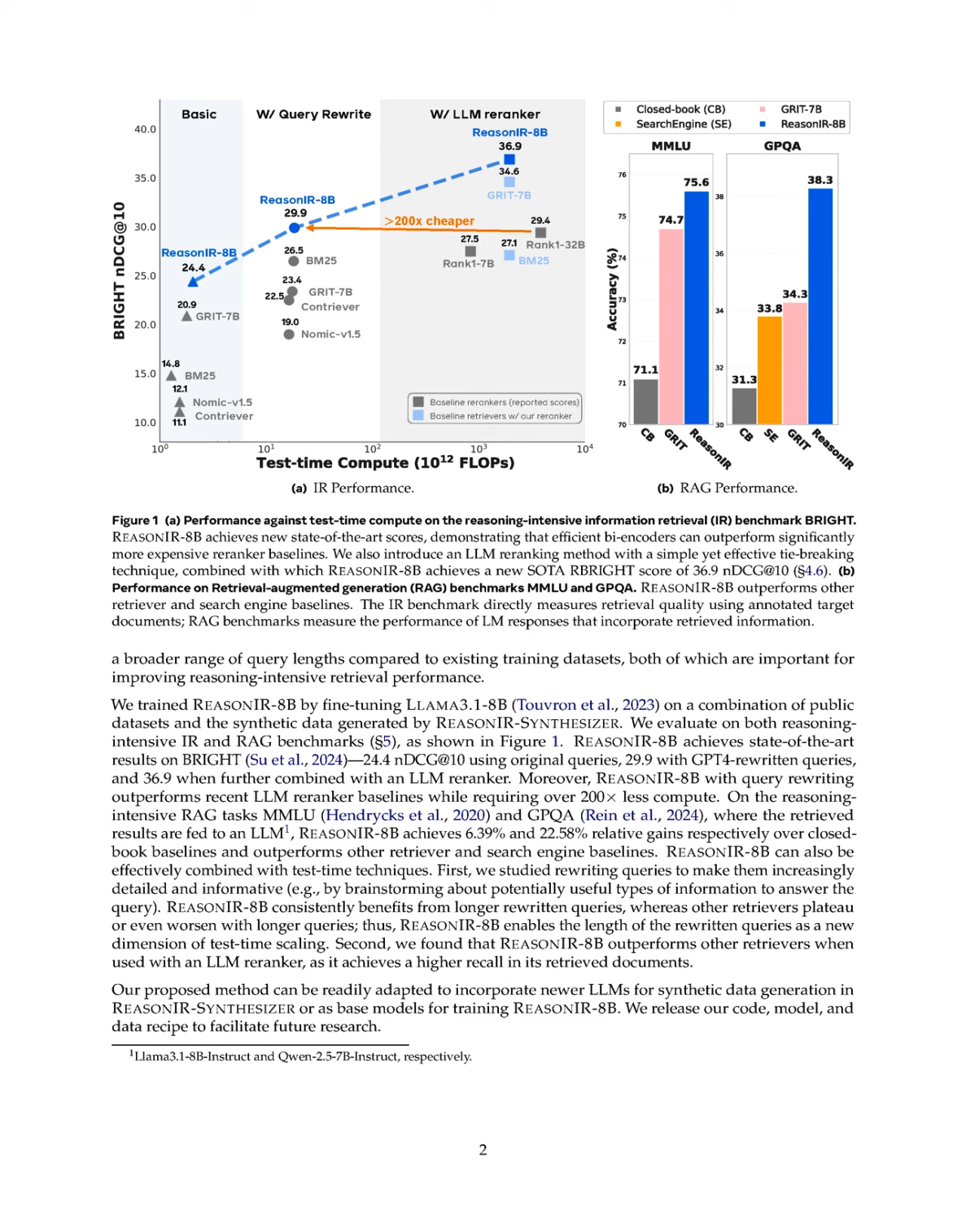Additionally, on reasoning-intensive RAG tasks, ReasonIR-8B demonstrated relative gains of 6.39% on MMLU and 22.58% on GPQA compared to closed-book baselines, surpassing other retriever and search engine baselines. These results highlight the effectiveness of ReasonIR-8B in handling complex reasoning tasks, showcasing its superior retrieval quality and efficiency.